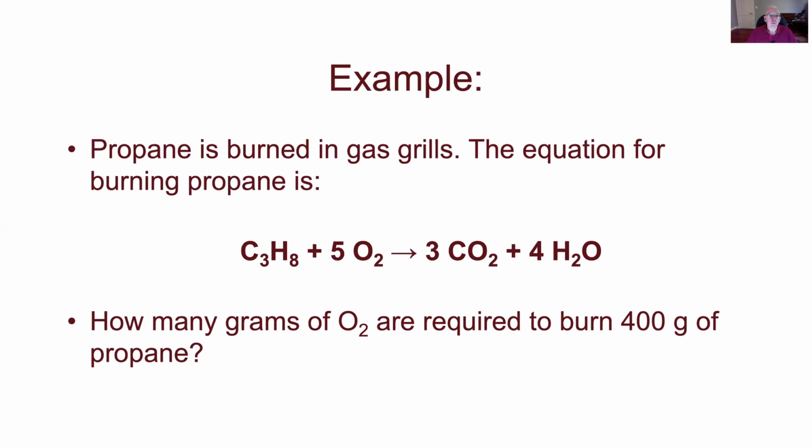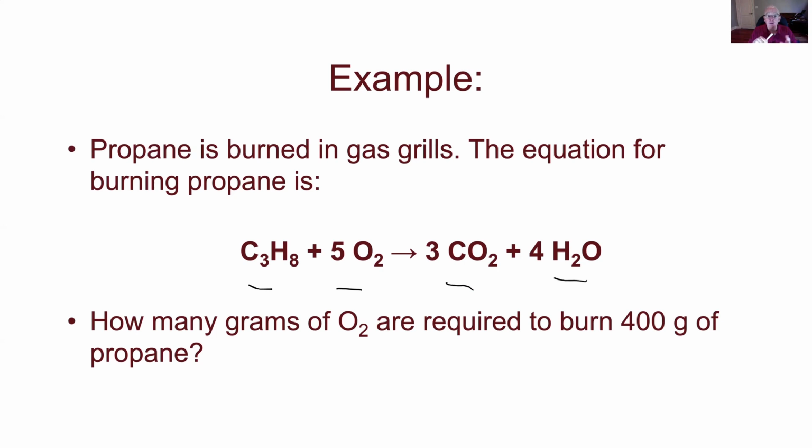So the equation for burning propane is another combustion reaction, right? Combustion always means my hydrocarbon, propane in this case, reacts with oxygen, makes CO2 and water, right? The question asks me how many grams of oxygen are required to burn 400 grams of propane. So if I look at this problem, I can see a chemical equation in front of me, and I'm being asked how many grams. So it's a how-much-stuff question, and there's a reaction. So it's a reaction stoichiometry problem, all right?